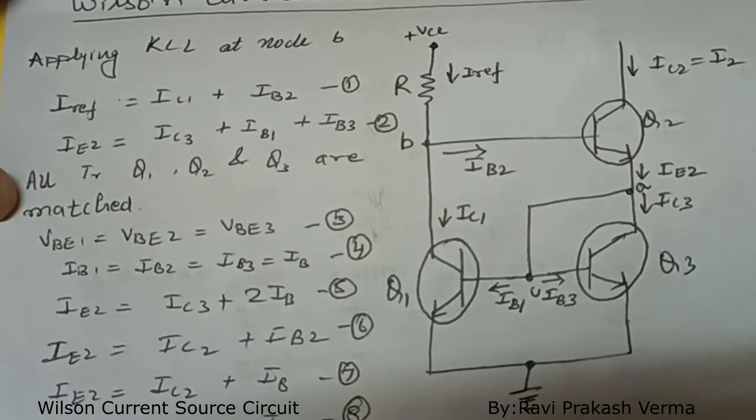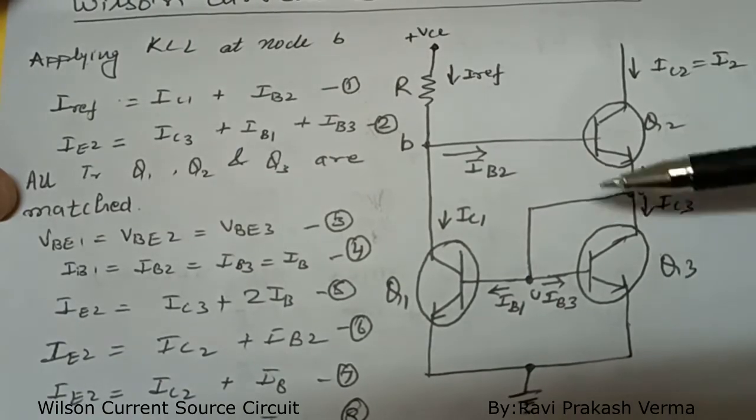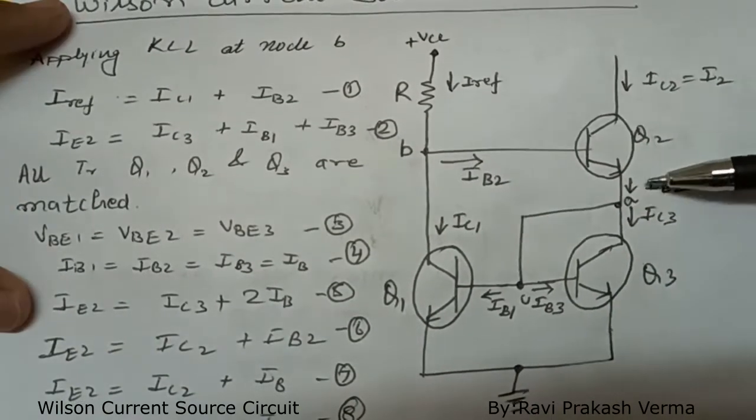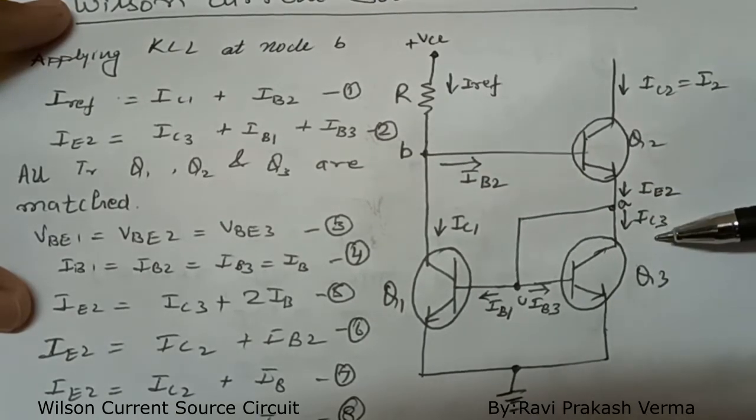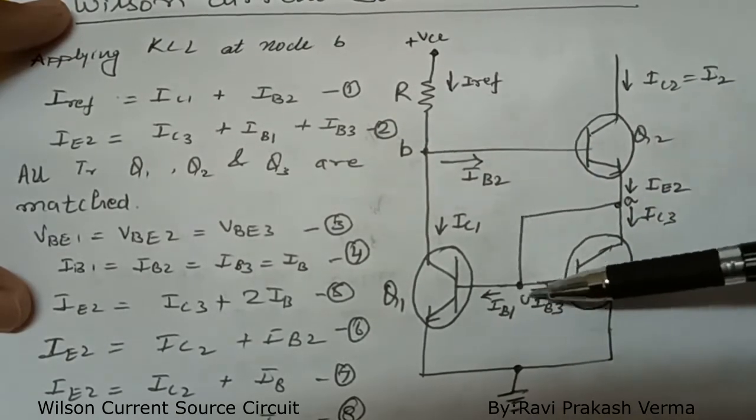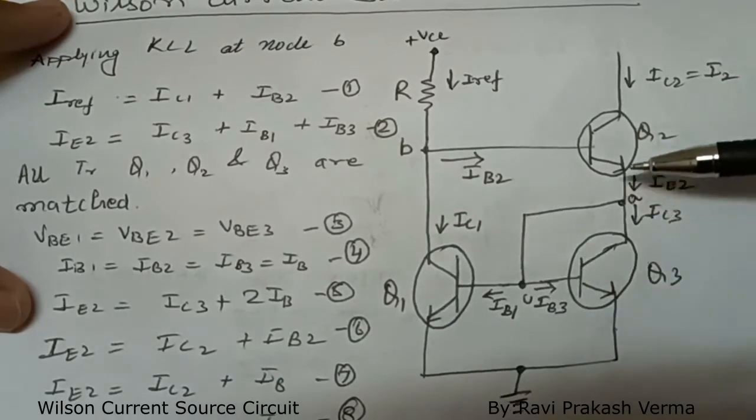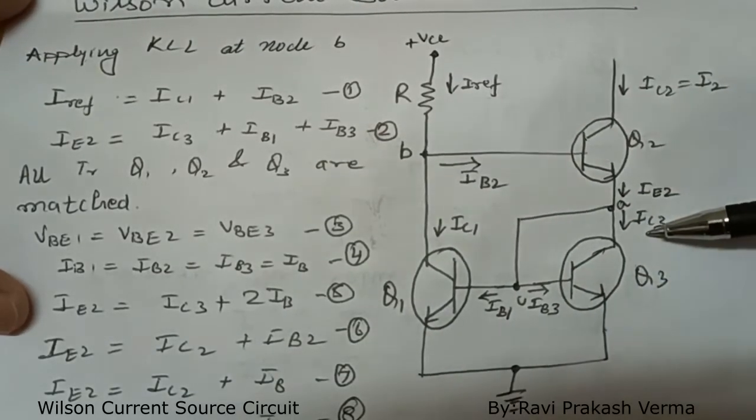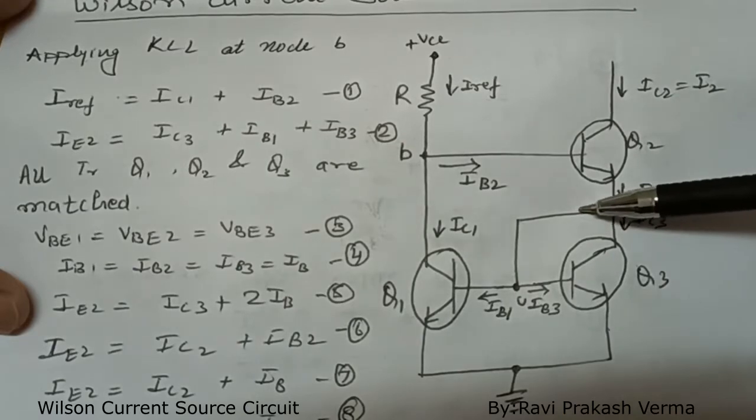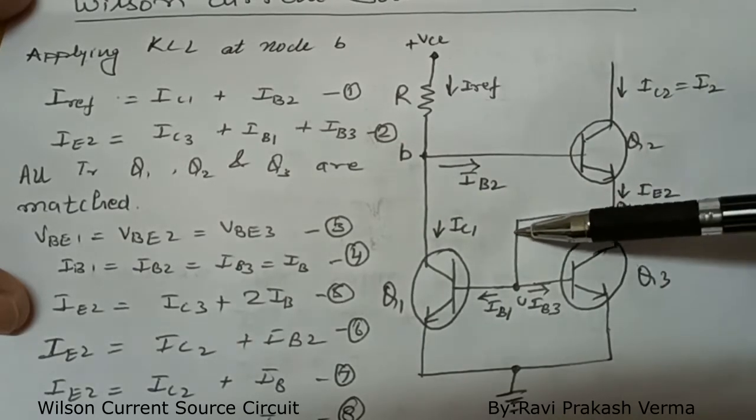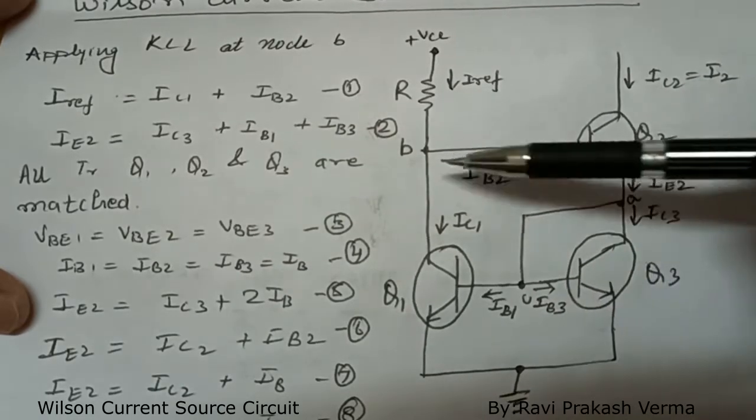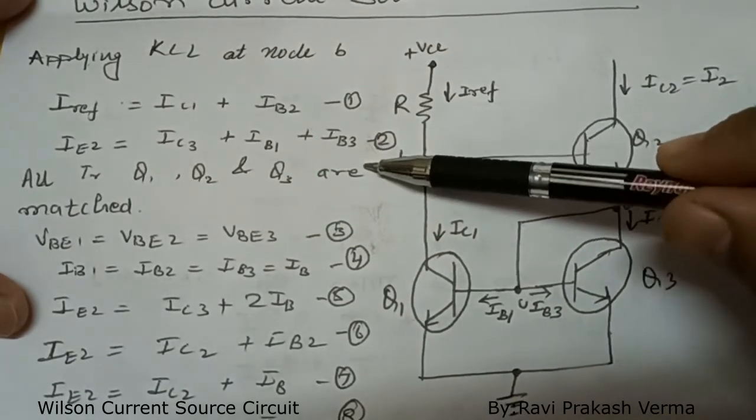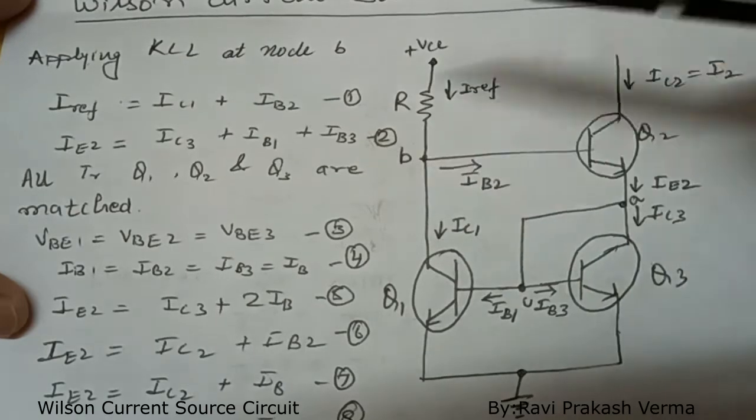Then applying KCL at node A. At node A, IE2 is the entering current, and IC3 and the current in this other branch are the leaving currents. So IE2 will be the sum of IC3 plus the current flowing in this branch, and in this branch the current will be the sum of IB1 plus IB3. That's why it has been written and given equation number 2.